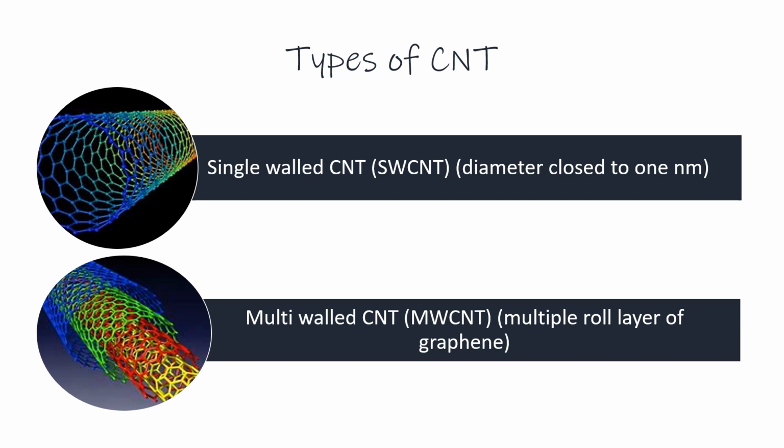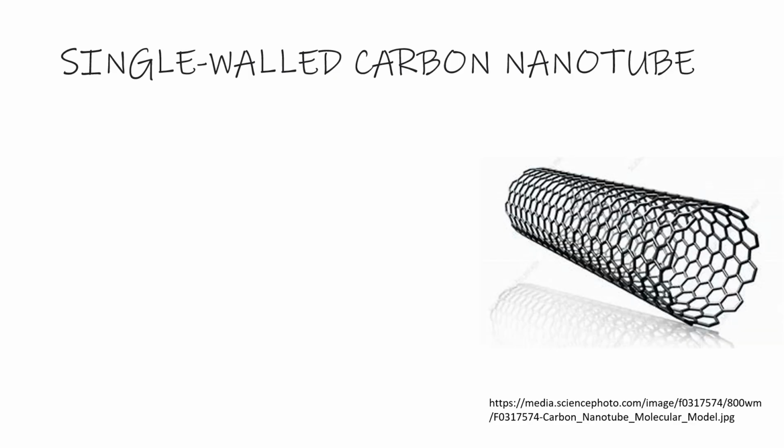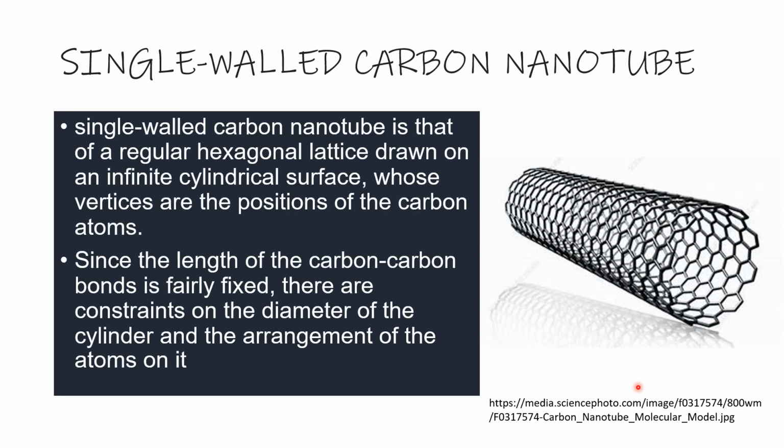So coming to the types of carbon nanotubes. Basically carbon nanotubes are of two types, single walled carbon nanotube and multi-walled carbon nanotube. So we'll see what is single walled carbon nanotube. As you can see from the picture, it is the normal hexagonal structured lattice which is rolled up into a cylindrical form. And here the carbon-carbon bond is fairly fixed. So there are certain constraints in the diameter of the cylinder and the arrangement of the atoms in it.